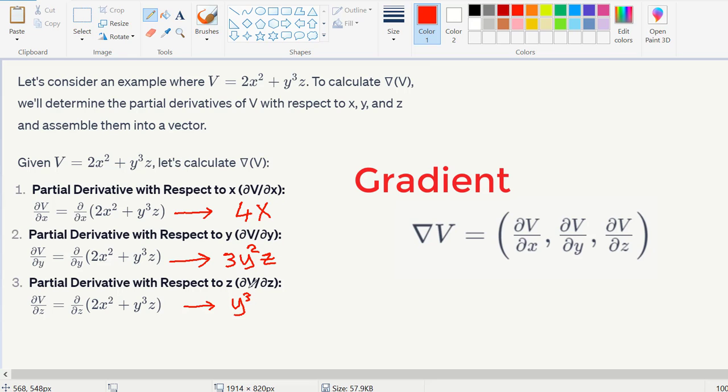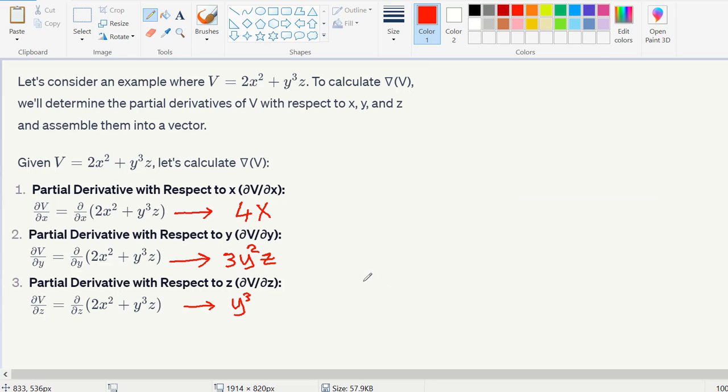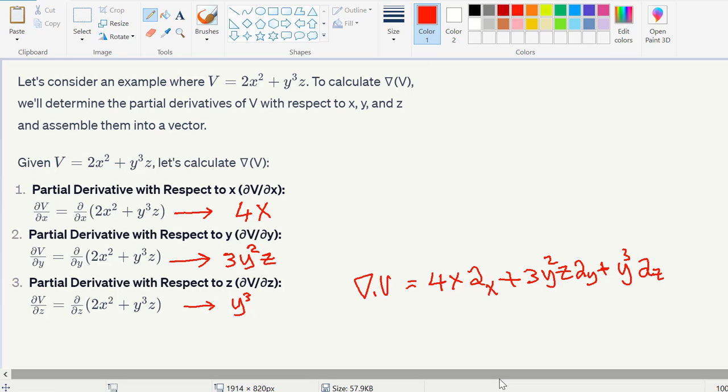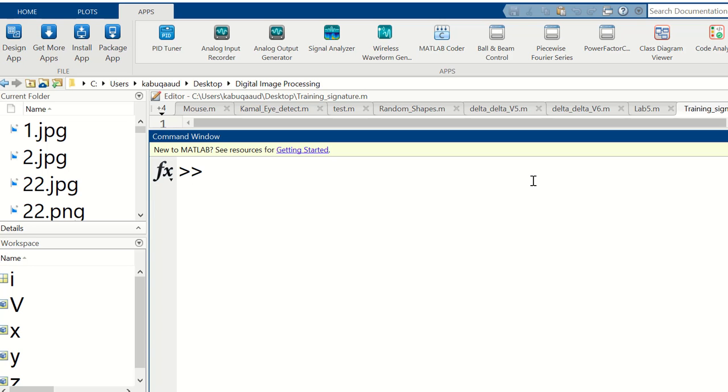So the final answer is as follows. The gradient of V is equal to 4x in the x direction, plus 3y squared z in the y direction, and finally y cubed in the z direction. So the gradient of a scalar is a vector. Okay, let's switch to MATLAB and check our answer.